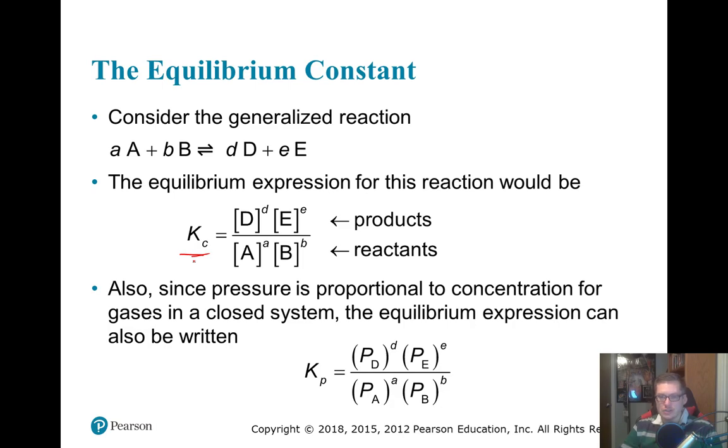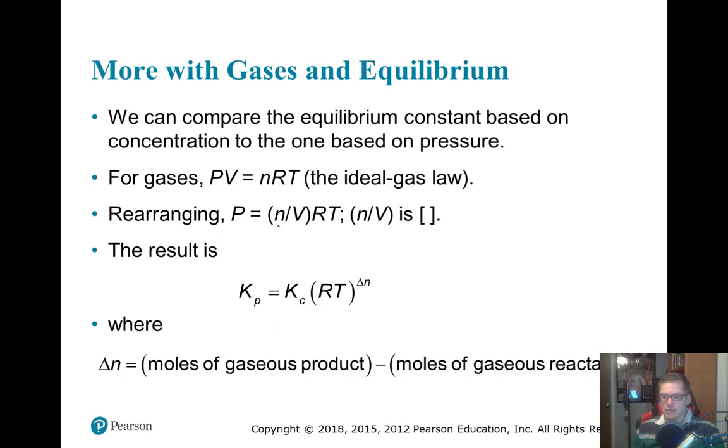So instead of using concentrations or molarities, we would use partial pressures. So here our Kp value is the partial pressure of D raised to the d power. Notice that it's almost the exact same setup. The only difference is instead of using concentrations, we're going to be using partial pressures. If we have both these values, we should be able to compare the two of them, and it makes it pretty easy if we use the ideal gas law.